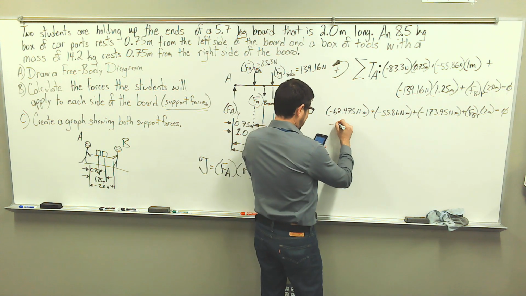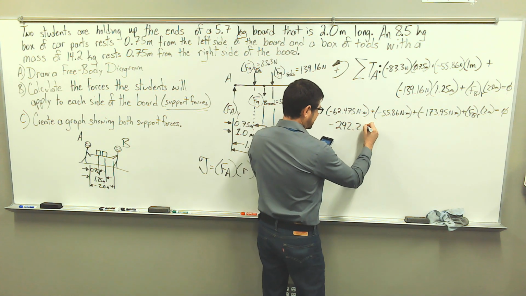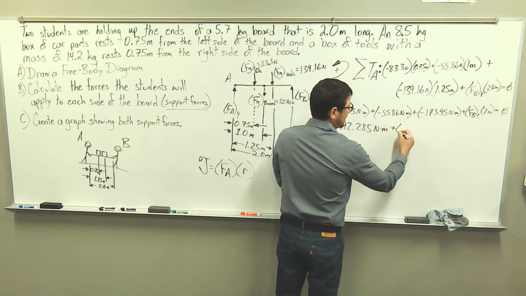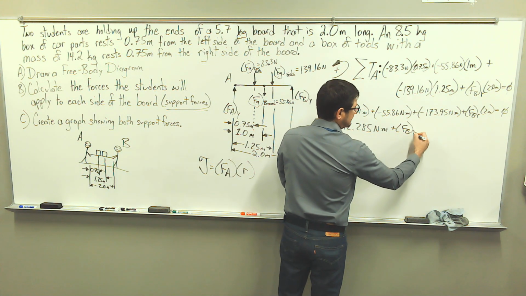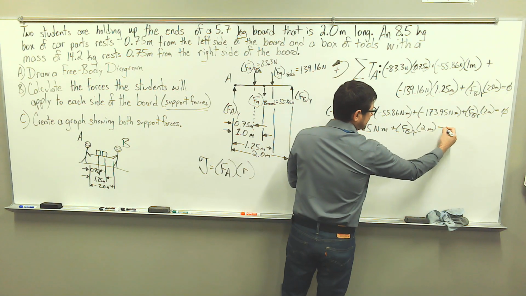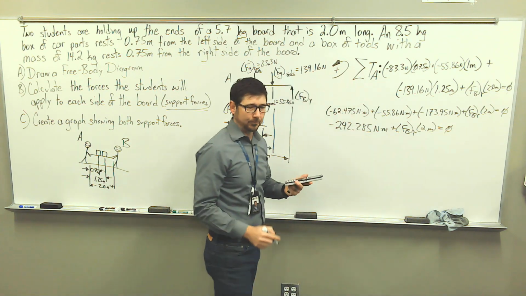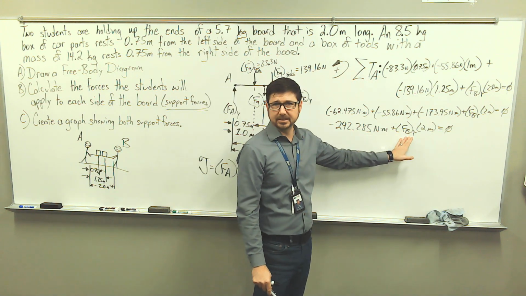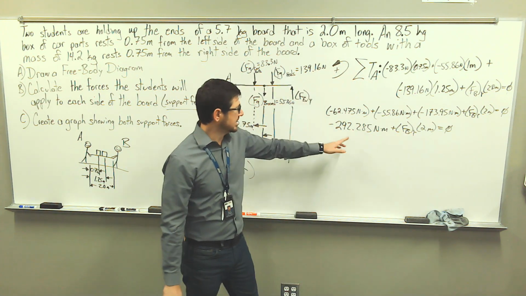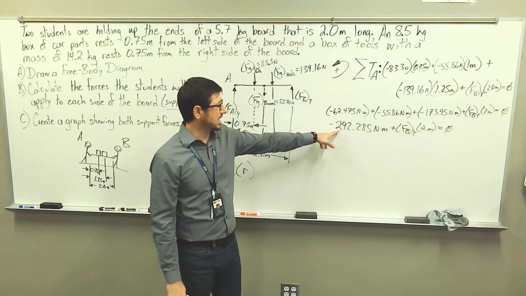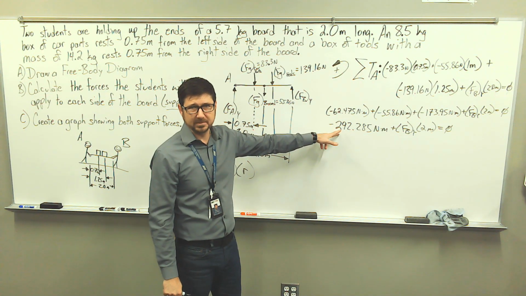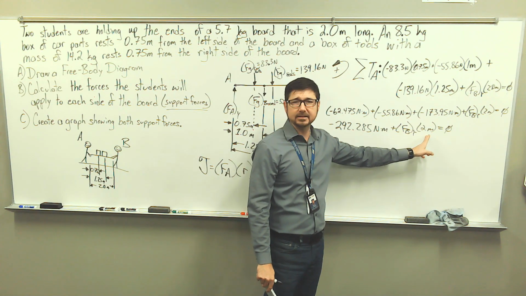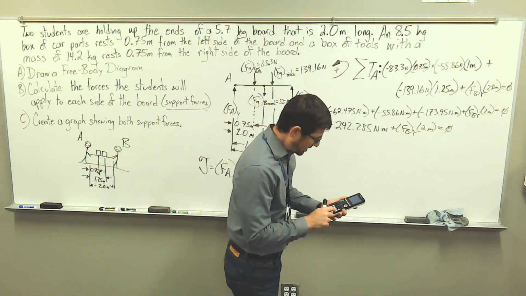I've got a negative 292.285 Newton meters plus support force B times 2 meters is equal to 0. So what we're going to do is isolate support force B. How we're going to do that is we're going to add 292.285 Newton meters to both sides of the equal sign. Then we're going to divide by 2 meters on both sides.